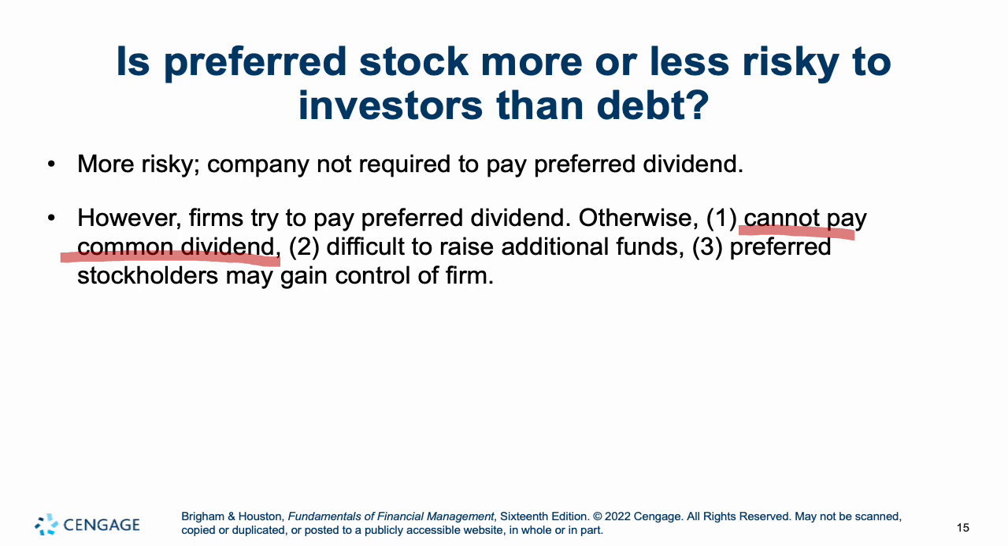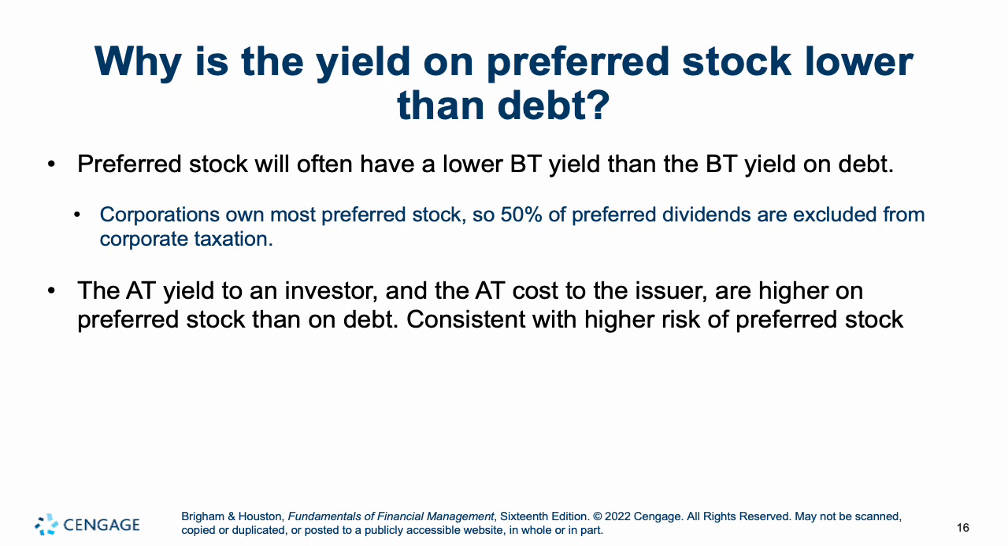It'll make it difficult to raise additional funds because it's a warning sign. If we miss preferred stock dividends, our creditors or whomever we're raising money from, it's going to send a very bad signal. It's going to send a signal that we're probably in very bad financial shape, and it's going to be difficult to get more money, and your preferred stockholders may gain control of the firm depending on the criteria of that preferred stock.